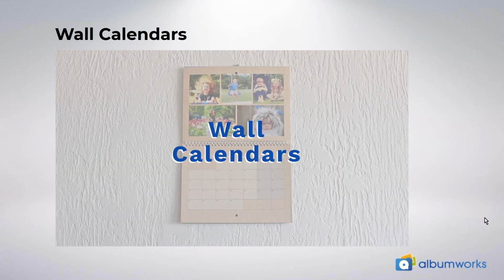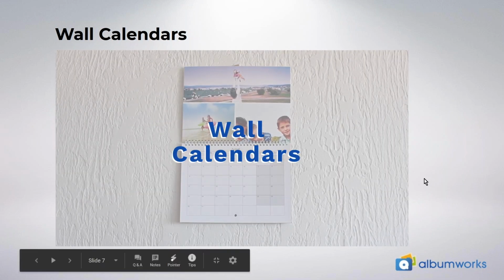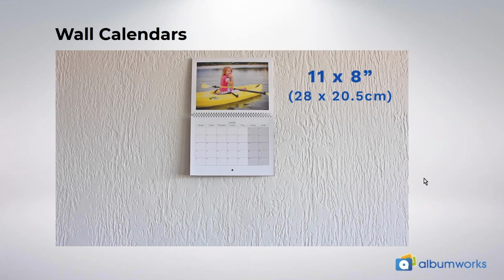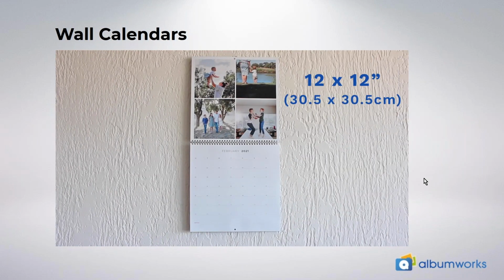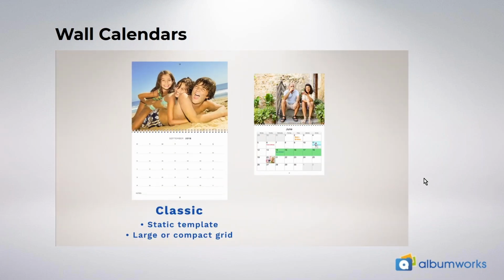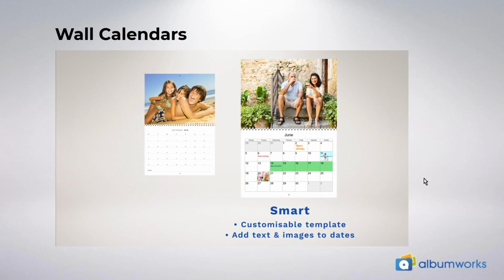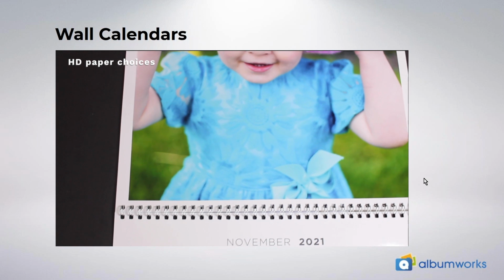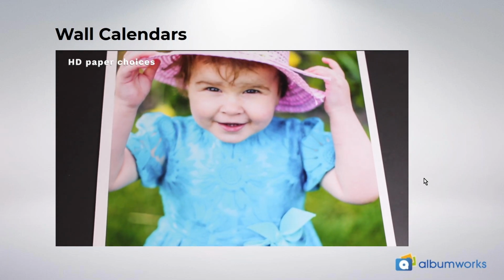Wall calendars, they come in two different sizes. So you'll have the 11 by 8 inch size and the 12 by 12 inch. These sizes refer to each single page. And there are two different styles of calendars to choose from. You've got classic calendars, which have fixed months and date grids, while smart calendars allow more customization to each of the date boxes. I'll go into more detail about this a little later on.